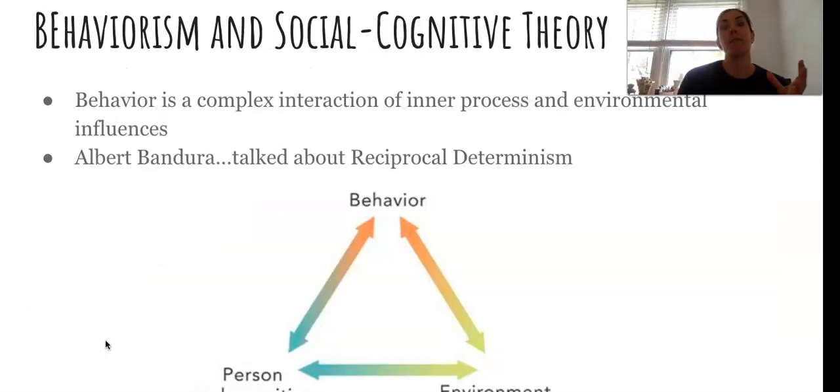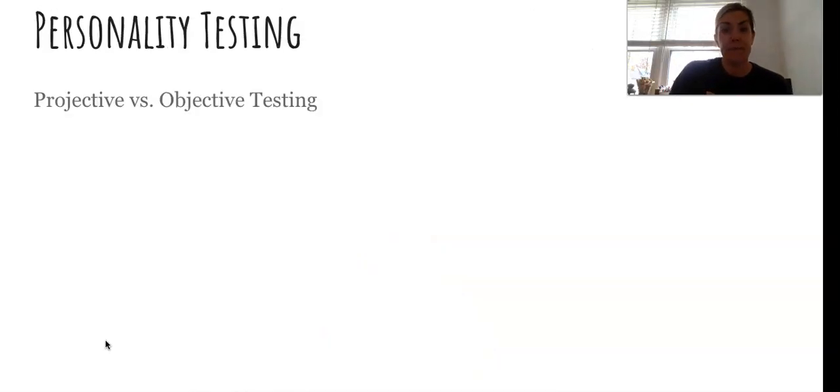And then the behaviorism and the social cognitive theory, that is where your behavior or your personality is like an interaction of your inner process and then environmental influences. And Bandura did the reciprocal determinism. So you have these personal cognitive factors, and then you have your behavior, but then the environment also influences that. So just making sure you remember what reciprocal determinism is.